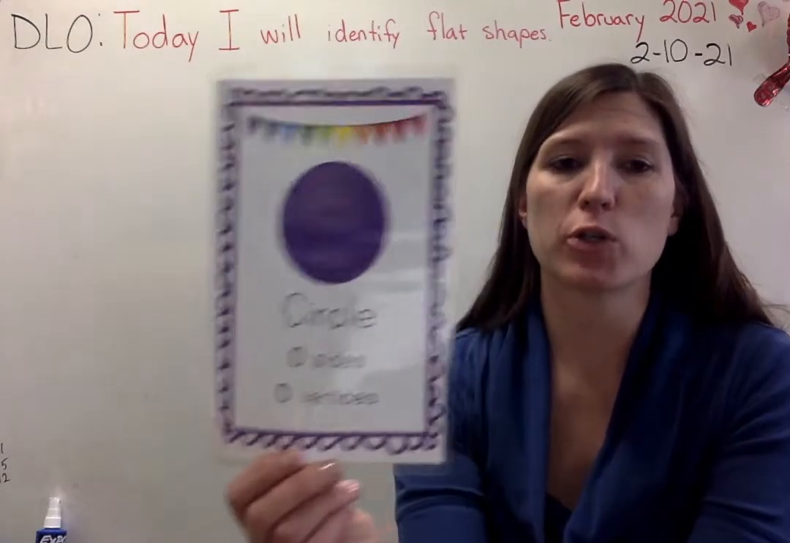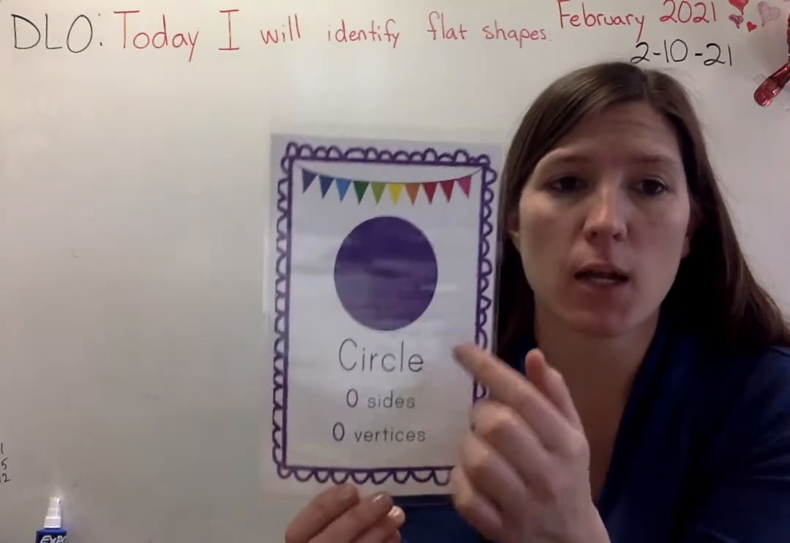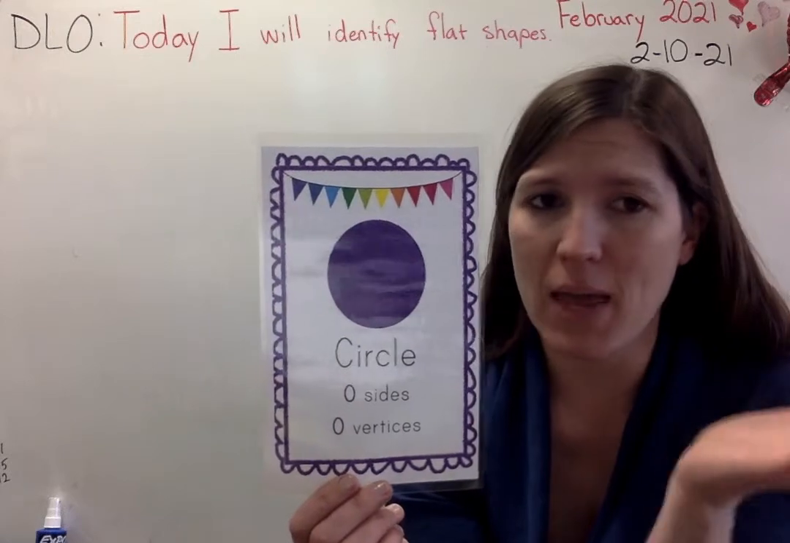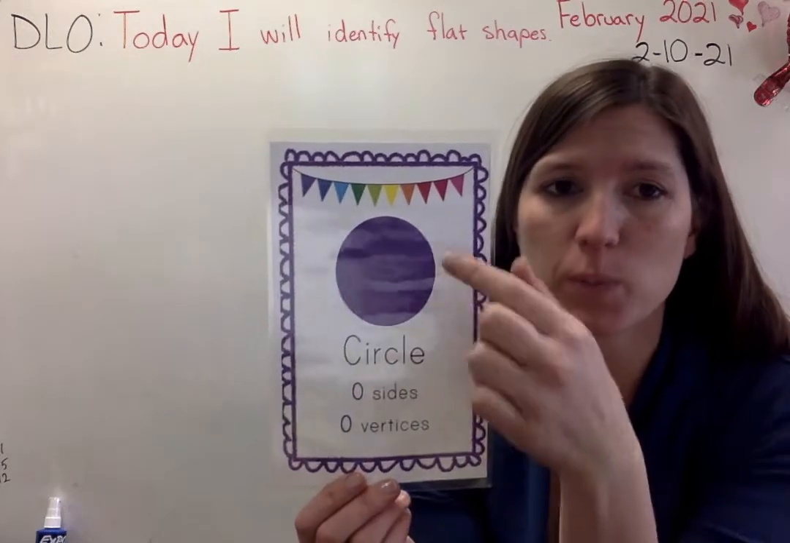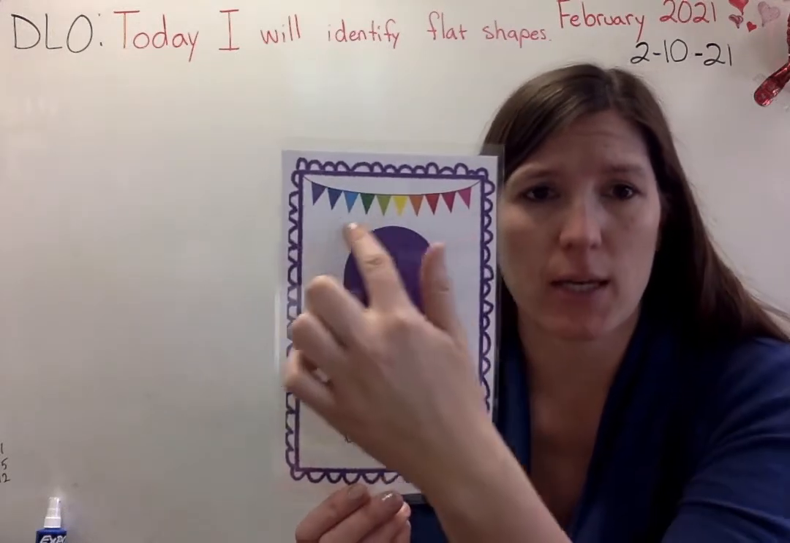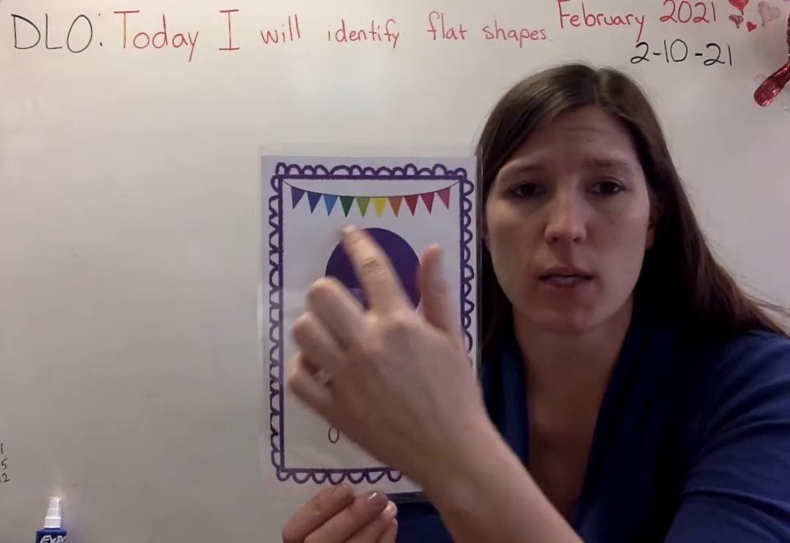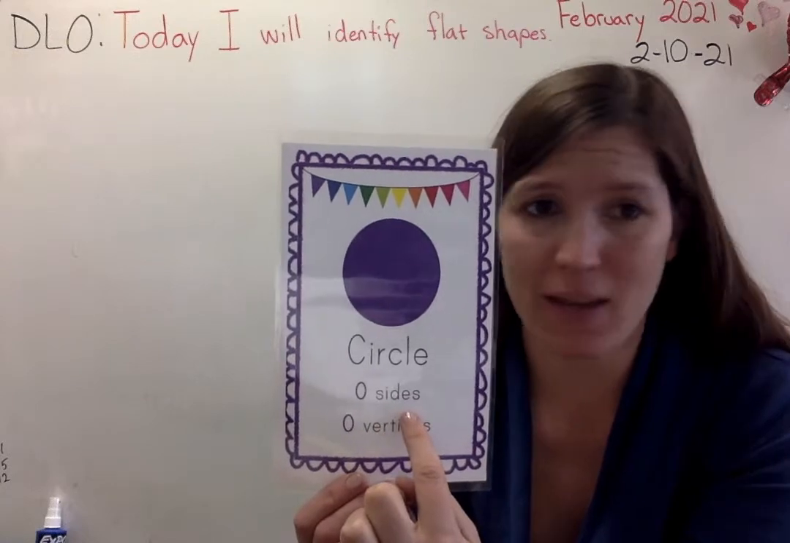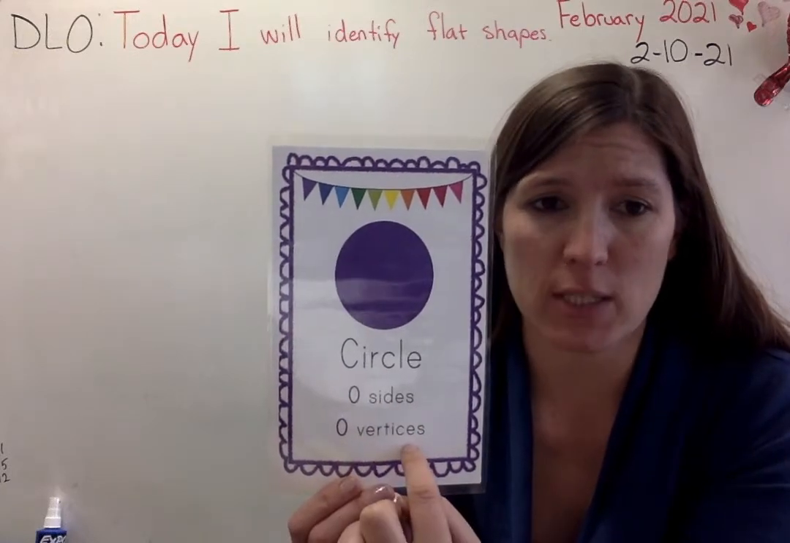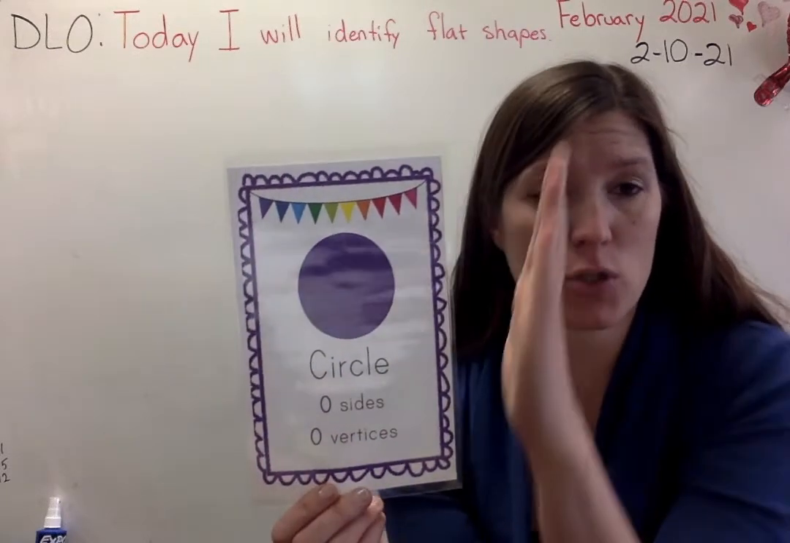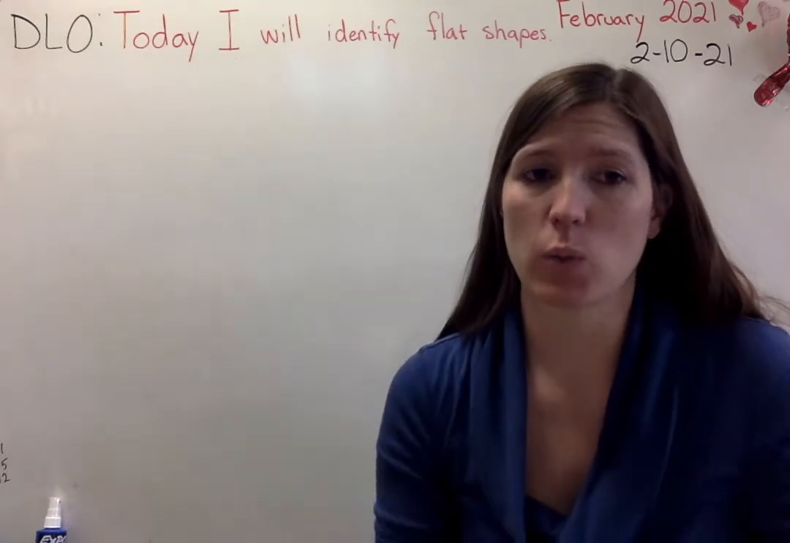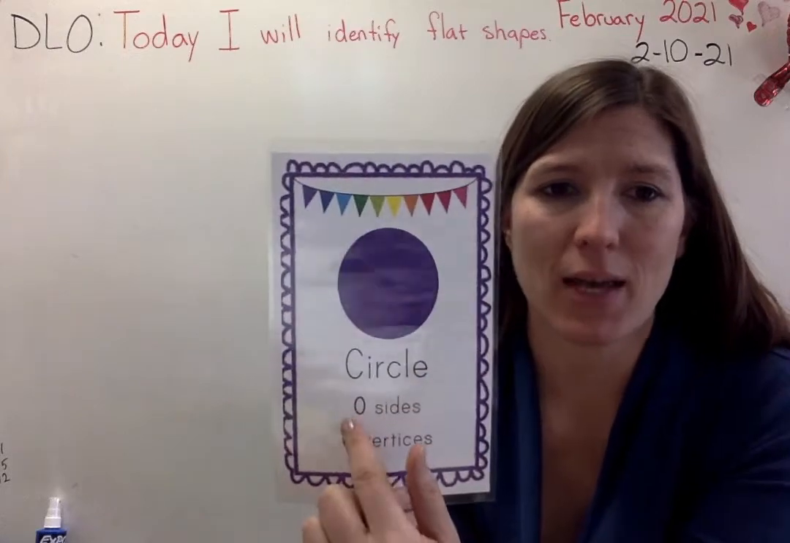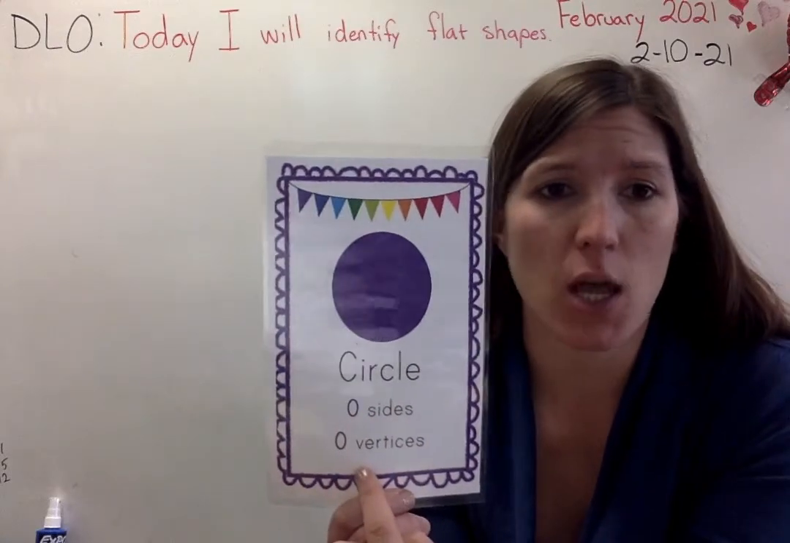So the first shape I want to show you is a circle. A lot of you already know your shapes, so we're just going to talk about what makes these shapes special. A circle is one continuous line that goes around and around. It has no sides and no vertices. A side is where it's straight, and a vertice is where the lines come to a point. But a circle has no straight sides and no vertices.